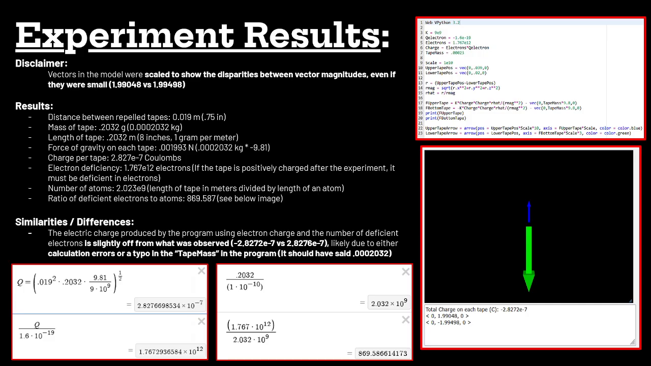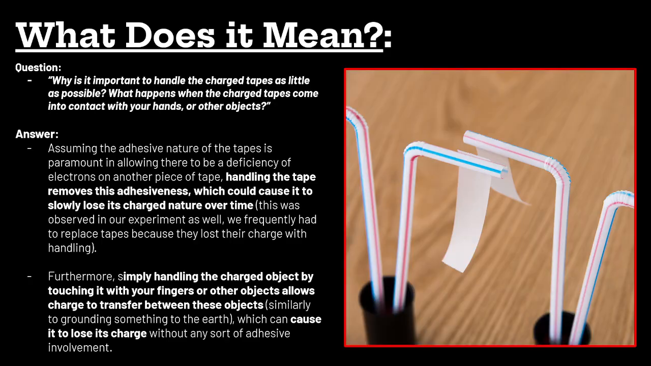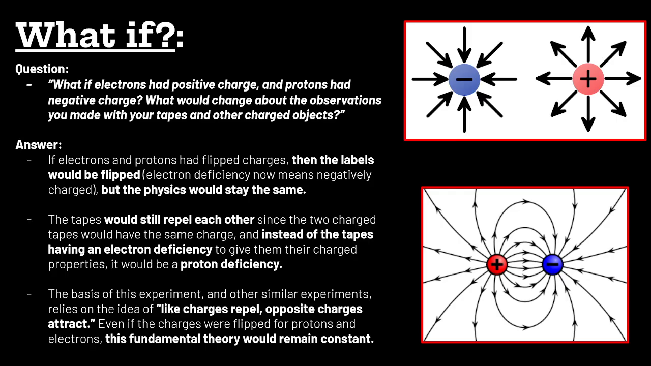And similarities and differences, the electron charge produced by the program using electron charge and the number of deficient electrons is slightly off from what we observed, likely due to either errors in the tape mass variable or just calculation errors. What does it mean? Why is it important to handle the charged tapes as little as possible? Well, if you believe that the adhesive part of the tape gives it the ability to strip electrons away and give it its charge, handling this tape removes its adhesiveness, which could cause it to lose its charge over time. But if you believe in the idea of how we can ground things to the earth, if you're touching the tape and it has a charge, it'll still lose that charge because it's transferring to your hand.